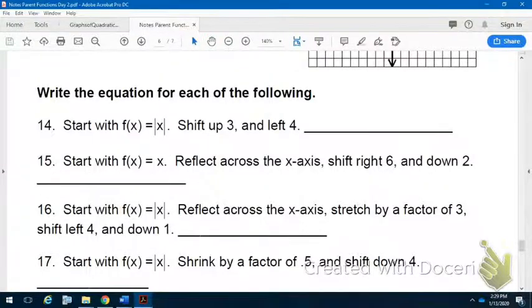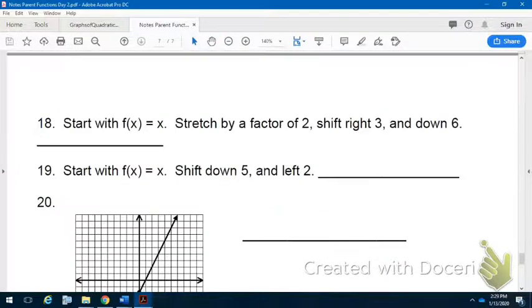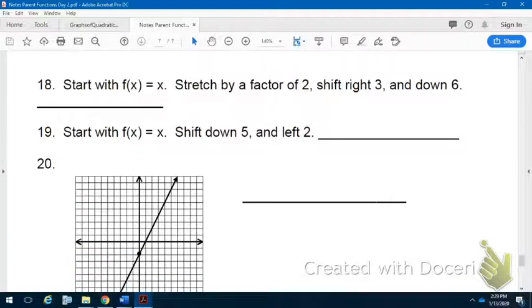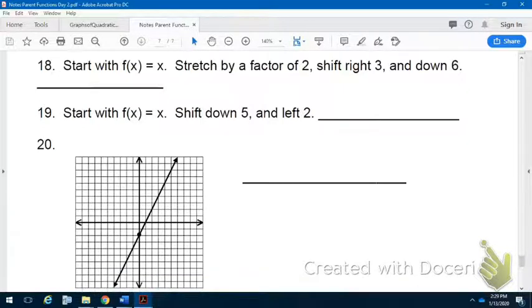Okay, so now let's move forward to the rest of these. So we'll do these last two. Actually I'm not going to do 18 and 19 because those are lines. I'm just going to move on to 20.